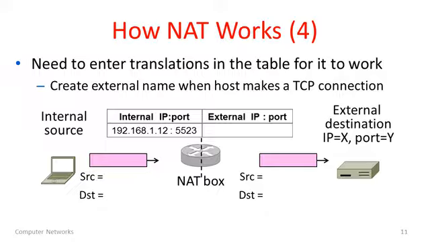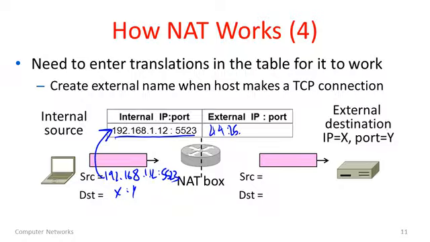It will copy the source, which was here, 192.168.1.12:5523. It will actually take this and copy this into this table. I actually had already written that in this table. It'll make a new entry. The destination was still x:y. And on the other side, since this is a new entry in the table, it doesn't have an external IP and port yet. It will fill in the external IP because that's the one it has from the ISP.